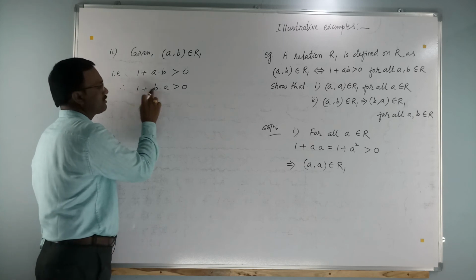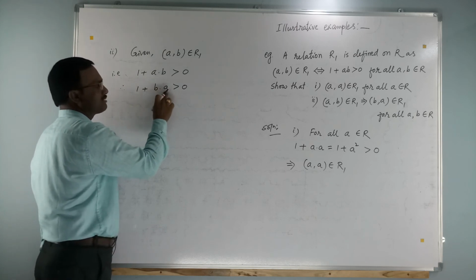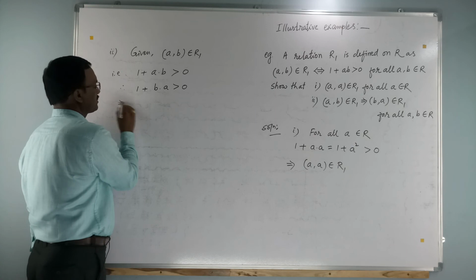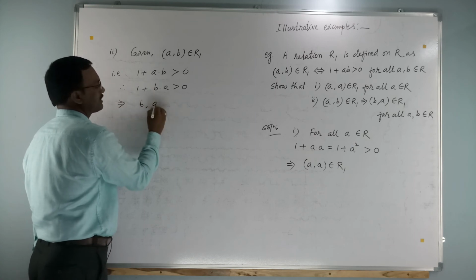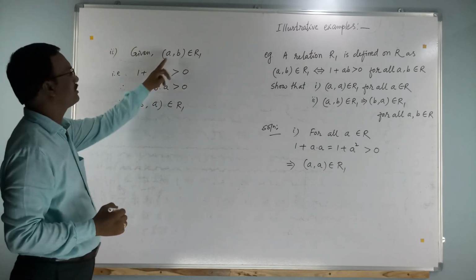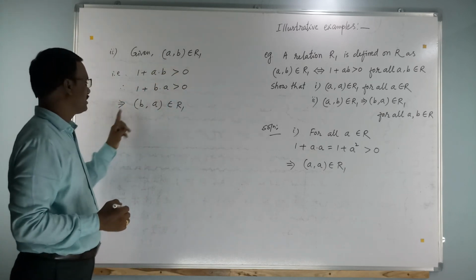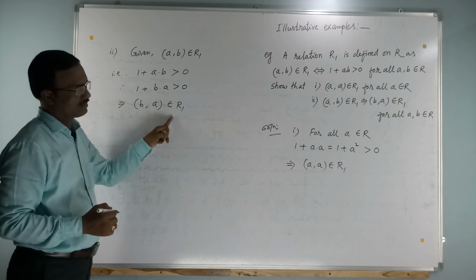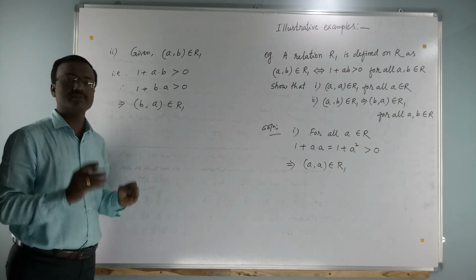Now 1 plus this number into this number is positive, that means first number comma second number belongs to the relation. So we have started with A comma B belongs to R1. This implies B comma A belongs to R1. So that is the proof of the second part.